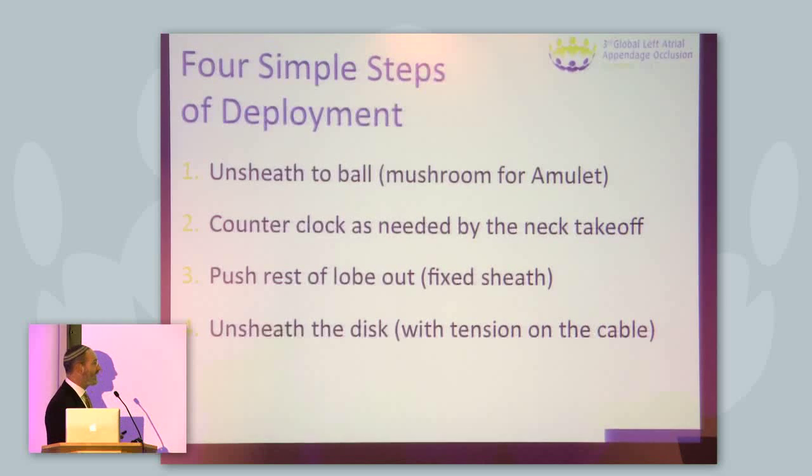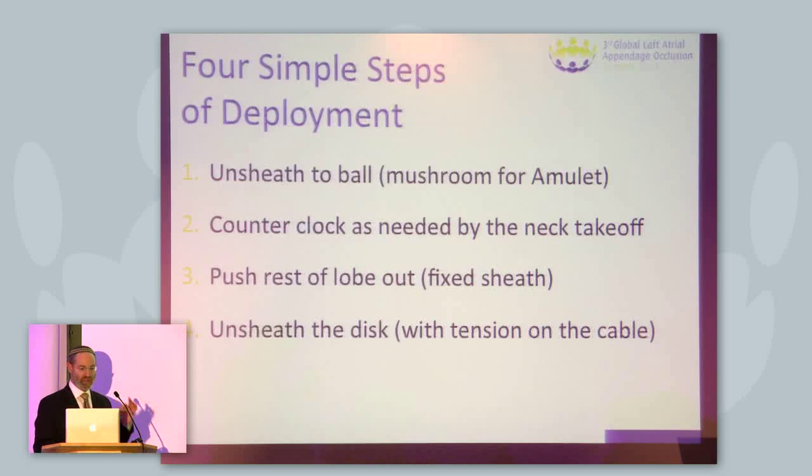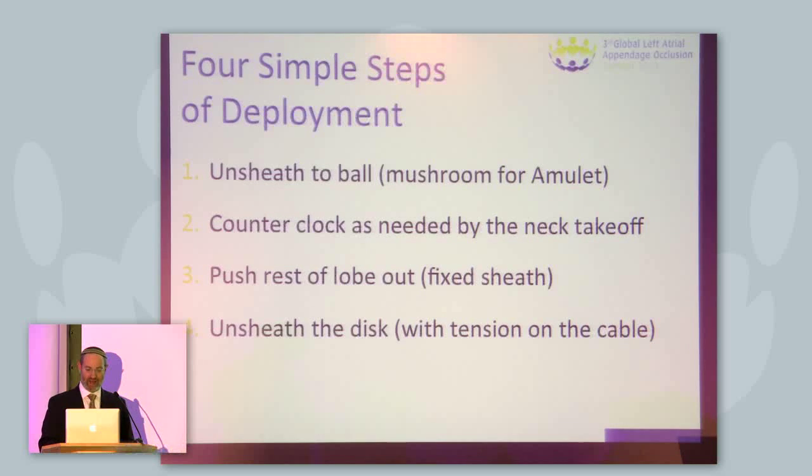If you're going to do an amulet, it actually is a mushroom, but basically unsheath to ball. Number 2 is counterclock as needed by the neck takeoff. It's a very lateral takeoff. There's not much counterclock. If it's a superior takeoff, you need to do a lot of counterclock. At that point, you push out the rest of the lobe while your sheath is fixed. Fix the sheath, push the lobe, and the device will assume its position in the neck.